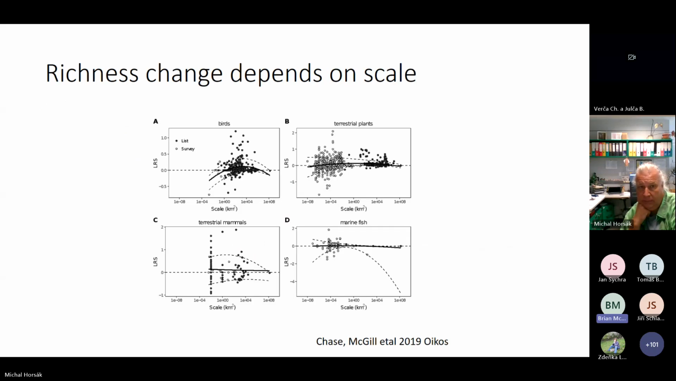This is just again suggesting that the change in species richness may depend on scale. In particular, at regional scales it may actually be going up, at local scales it may not be changing, and at global scales it may be going down. I'd say that might be the best current weight of evidence.